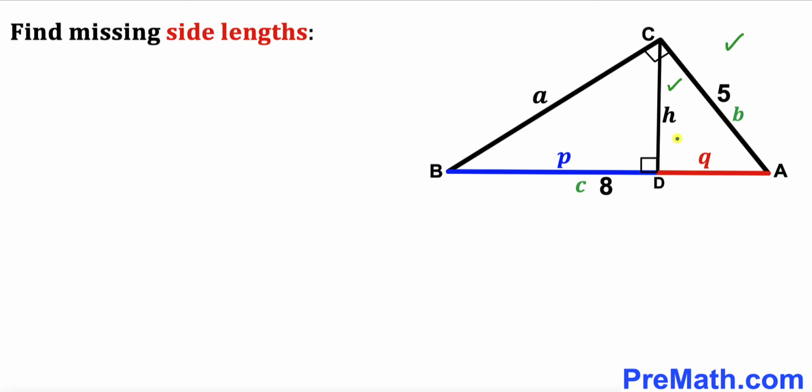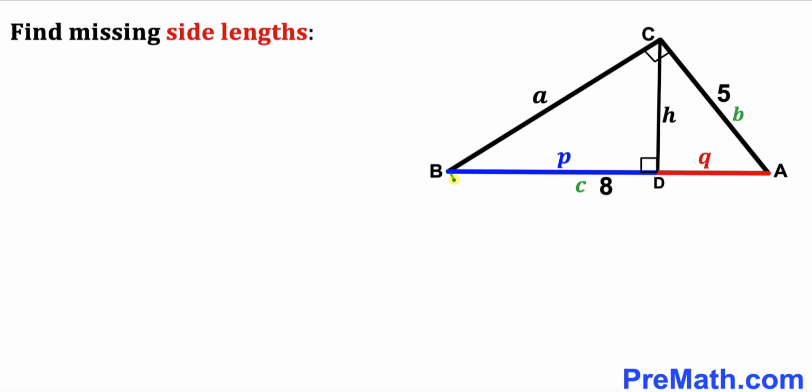In this video, we have this right triangle ABC along with this perpendicular CD, as you can see in this diagram, such that this side length AB, represented by C, is 8 units, whereas this side length AC, represented by lowercase b, is 5 units. Moreover, this side length BC is represented by lowercase a. This perpendicular CD is represented by lowercase h.